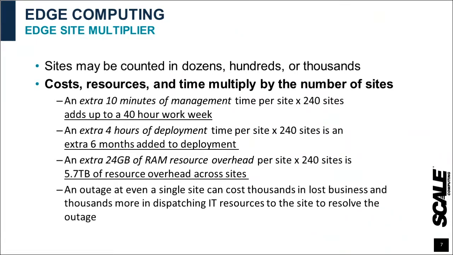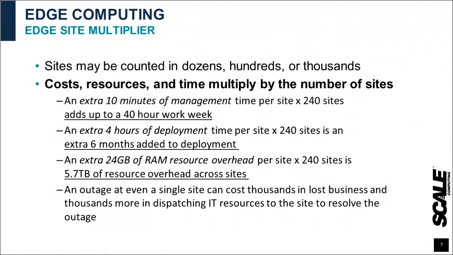So if you look at, let's take 240 sites as an example, an extra 10 minutes of management time for each one of those sites adds up to a 40-hour work week, another individual that they need just to manage those sites. And an extra 4 hours of deployment time per site. So we're talking about how quickly we get this all deployed to get the new technology out there, times those 240 sites, that's an extra 6 months of added deployment.